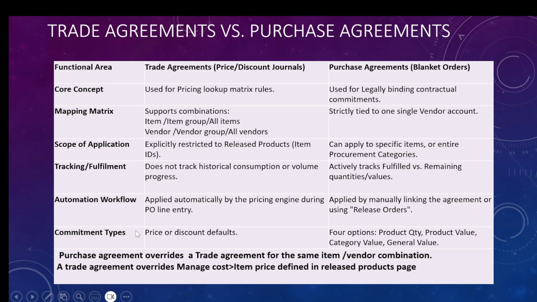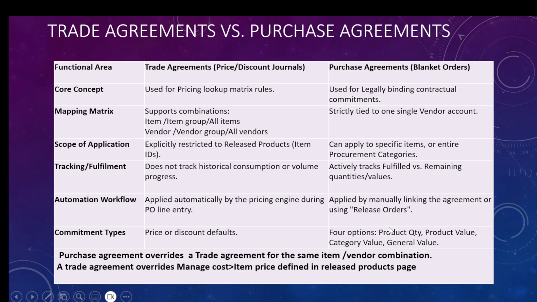And then the next, what is the type of commitment? Here we can add a price commitment, or we can add a discount. Again, discount is at a 3 level. One is at a line level, multi-line level, or a total discount level. Okay, so these are the commitment types that are allowed in a trade agreement.